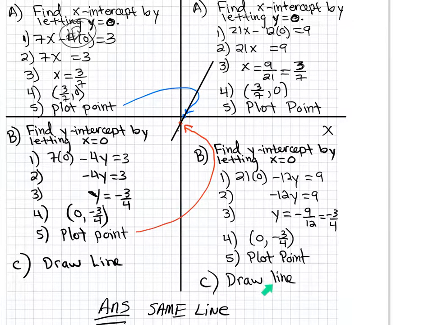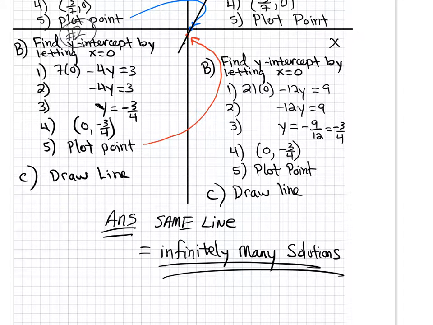Then in step C, we draw the line, and as you can see, since the line is going to pass through the exact same points as the first equation, you really just end up with the exact same line as the first equation. So what happens in that case? When you have the same line coming from two different equations, it simply means that you have infinitely many solutions, and that is going to be the answer to this question. You have infinitely many solutions because the two lines merge into one, they overlap.